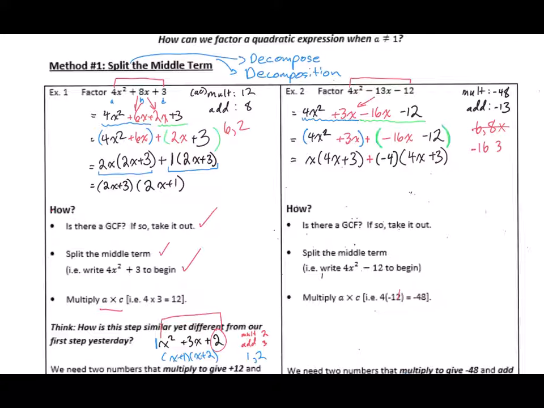And now, our greatest common factor between both multiplication complexes is 4x plus 3. And we'll pull that out. And then we put the remainder in there. So from the first bracket, we're going to have x left, and from the second bracket, we have plus negative 4, which is just minus 4. And we're done. And that's how you do the basic decomposition using method 1, i.e. splitting the middle term.